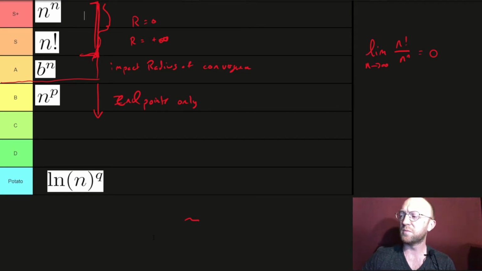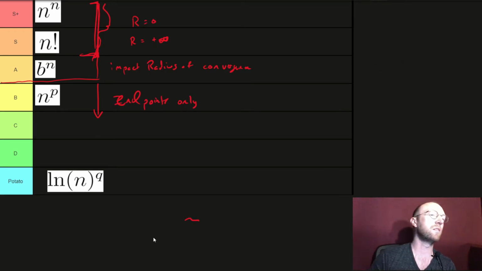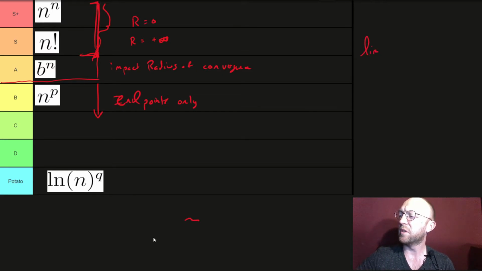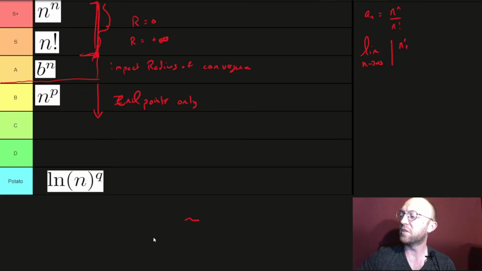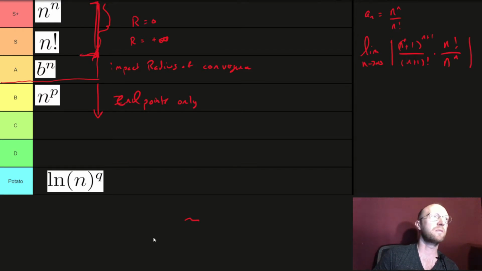So if we do the ratio test, if we look at the limit as n approaches infinity, here a sub n is going to equal n factorial over n to the n. And we look at the ratio of n plus 1 to the n plus 1 over n plus 1 factorial times n factorial over n to the n. Look at this limit.